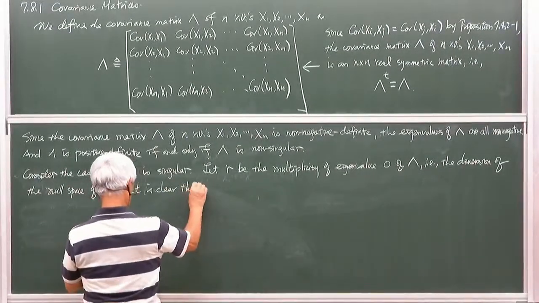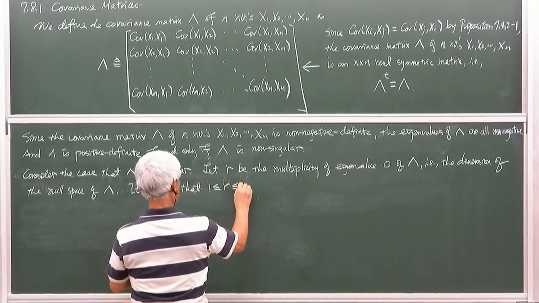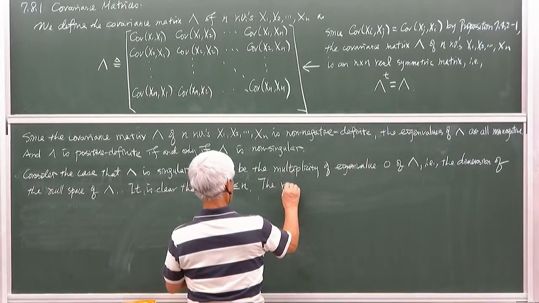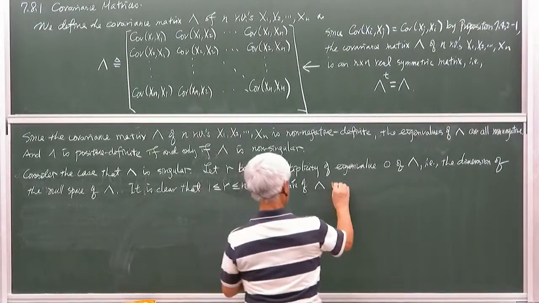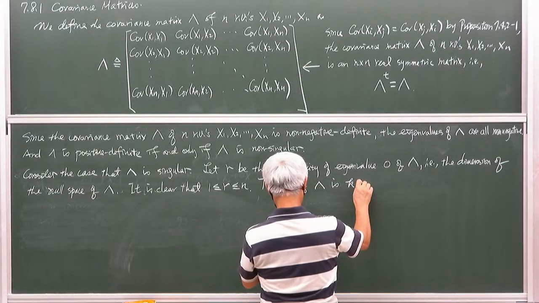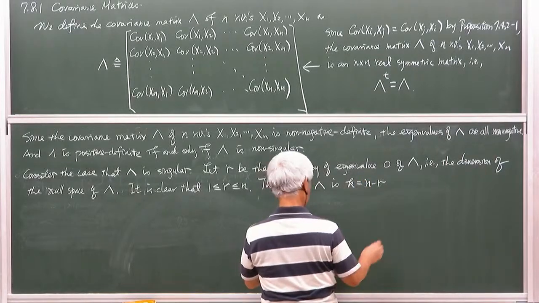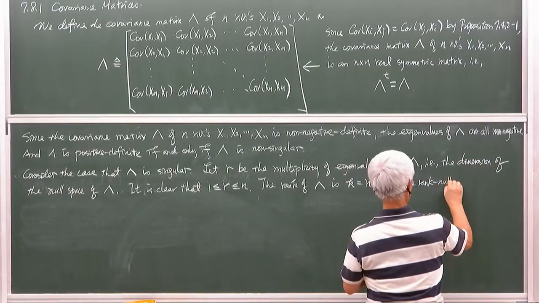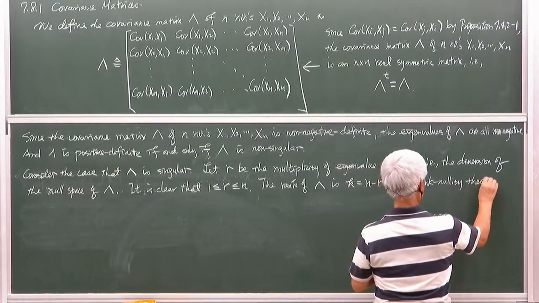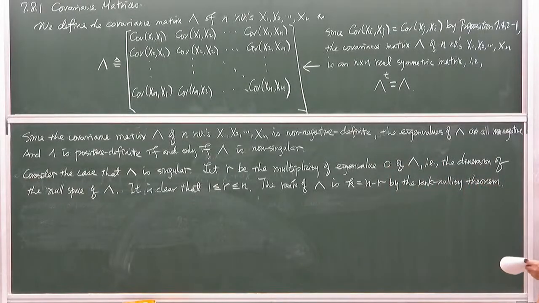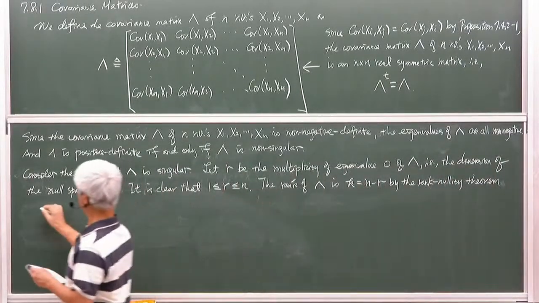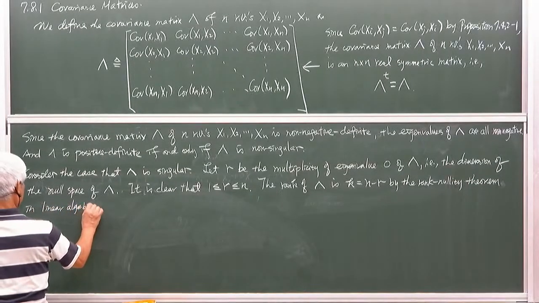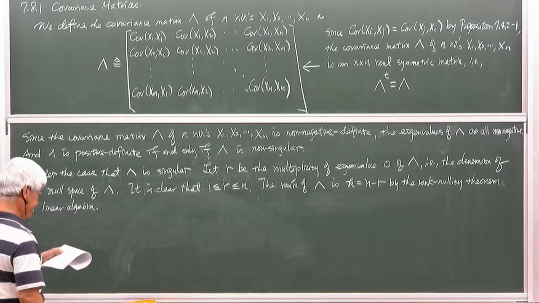Now it is clear that r is between 1 and n. Okay, and the rank of lambda is k equal to n minus r by the rank-nullity theorem in linear algebra, which is a very important theorem in linear algebra.